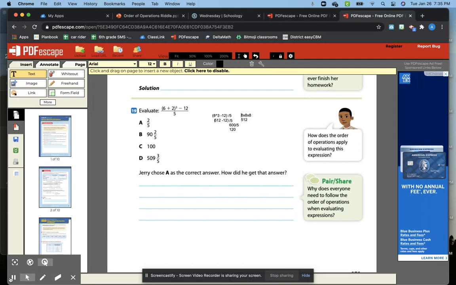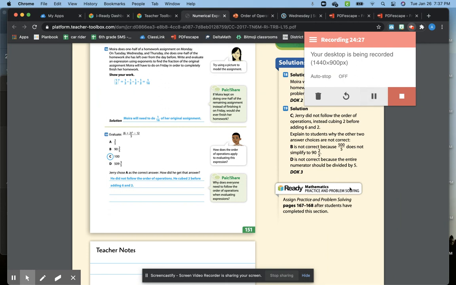Let me pause. Hey guys, so this is a different screen. What I did is I brought up the answer key to this, and it says the answer is 100, but the answer is not 100. Wait, I think I know what happened. So let's go back and look.